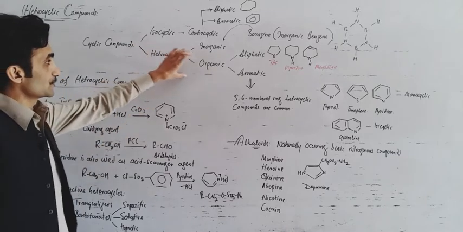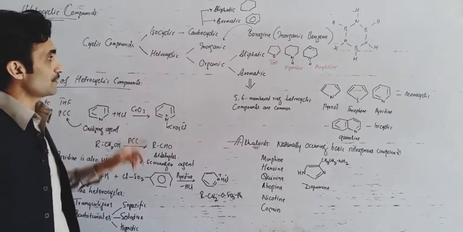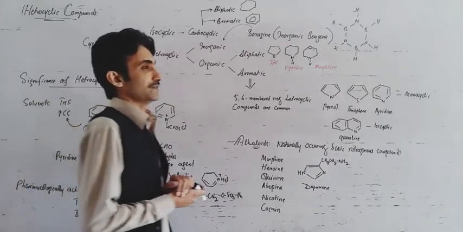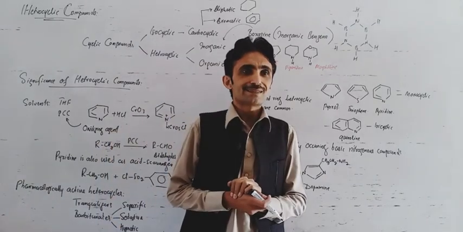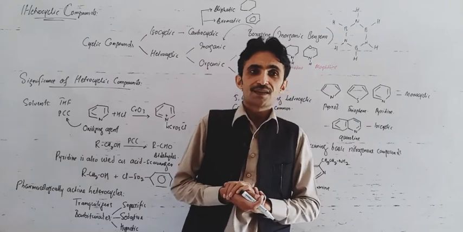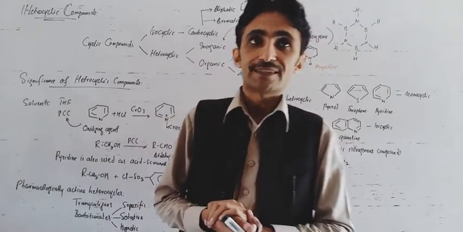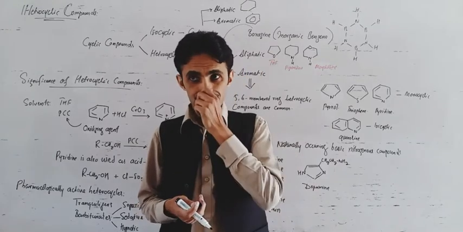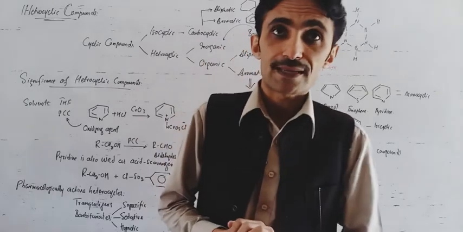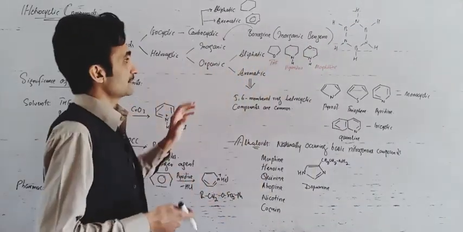It can be divided into inorganic heterocyclic compounds and organic heterocyclic compounds. So we have already realized the distinction between organic compounds and inorganic compounds. Basically inorganic compounds are made up of atoms other than carbon and hydrogen. So all such compounds are known as inorganic heterocyclic compounds, which consist of atoms other than just carbon.